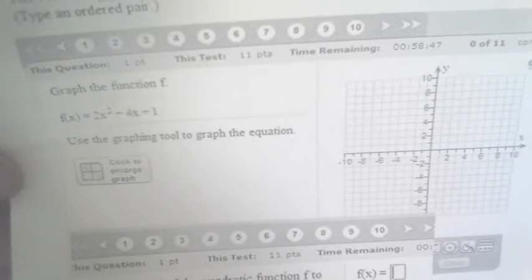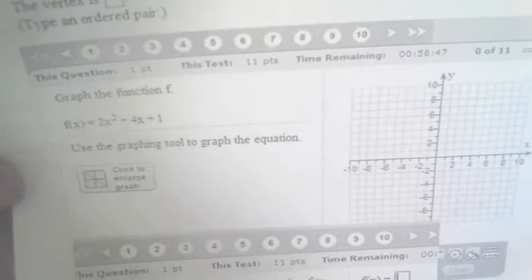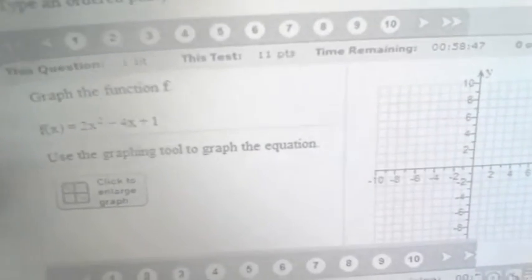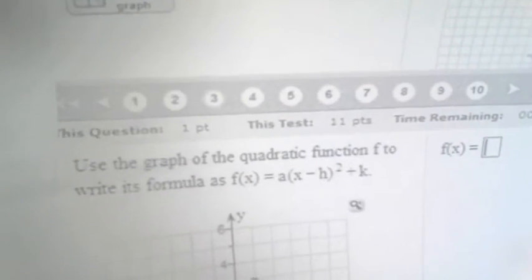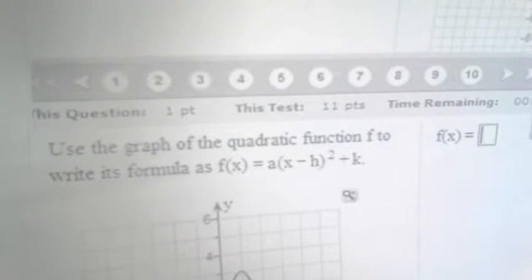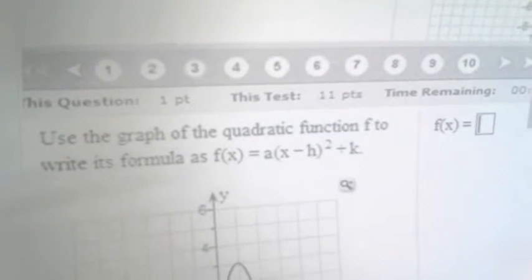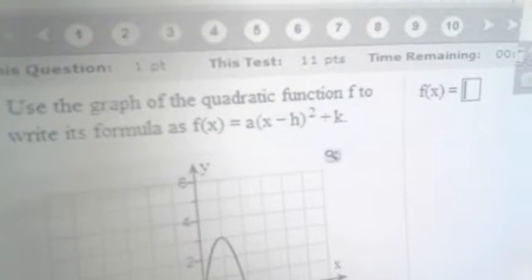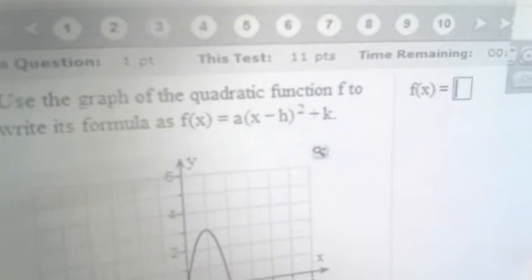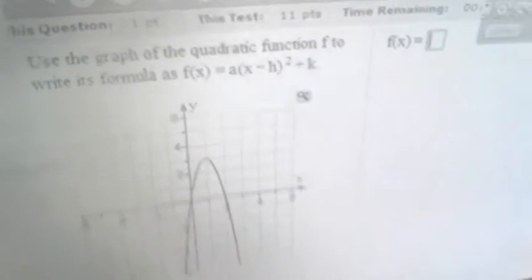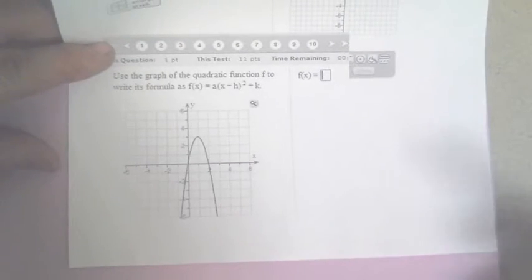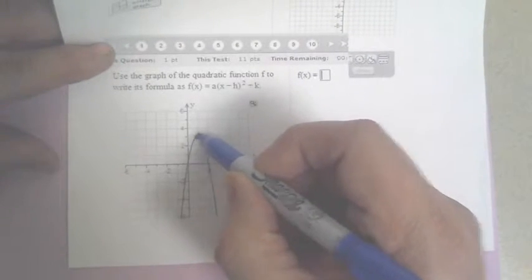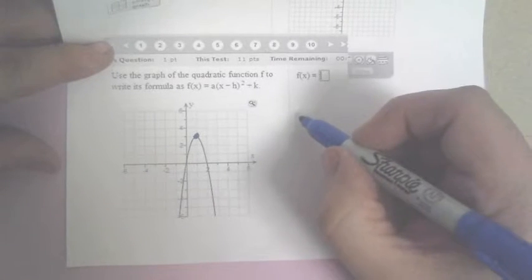Number 3 here, use the graph of the quadratic function f to write its formula as f of x equals a times the quantity x minus h squared plus k. Essentially write it in vertex form based on the picture. So looking at the picture, we need to identify a couple of things. First and foremost, we need to find the vertex.